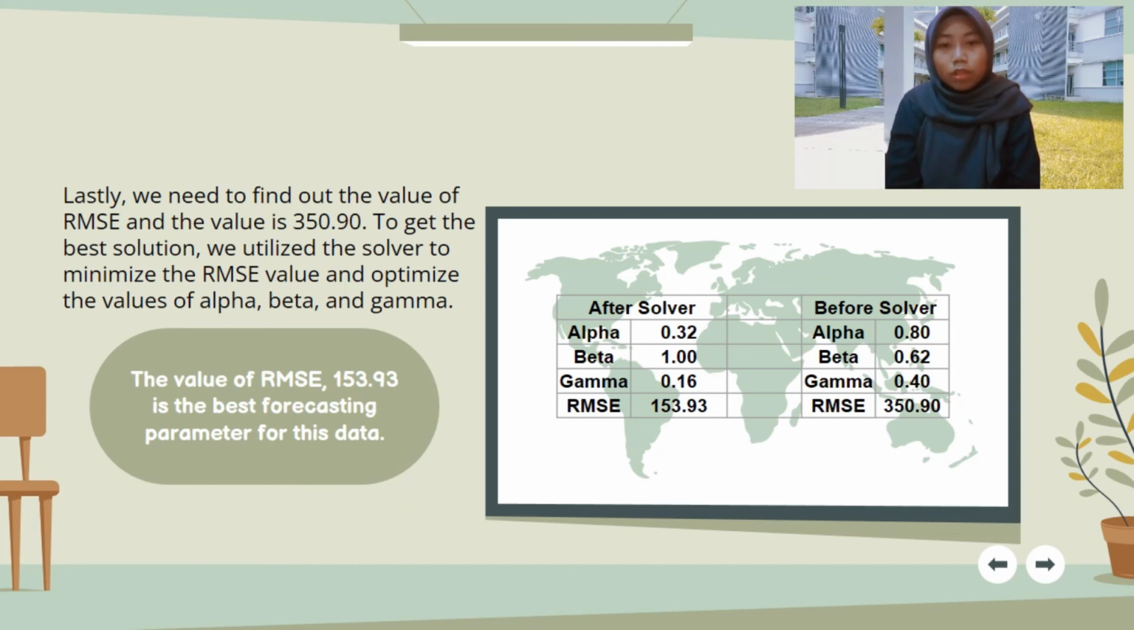And for the value of RMSE, it was found that the value decreased by 196.37, from 350.30 to 153.93. The RMSE value of 153.93 is the best forecasting parameter for this data.